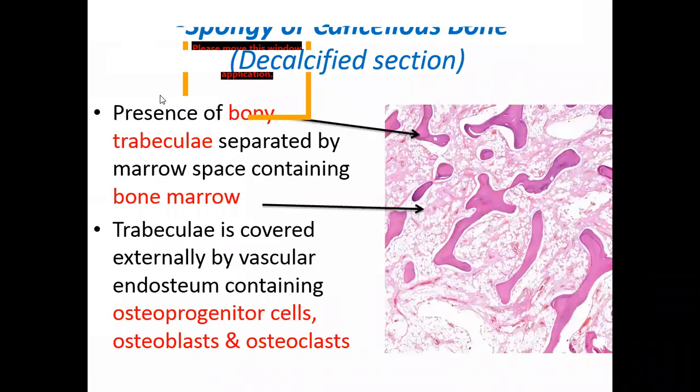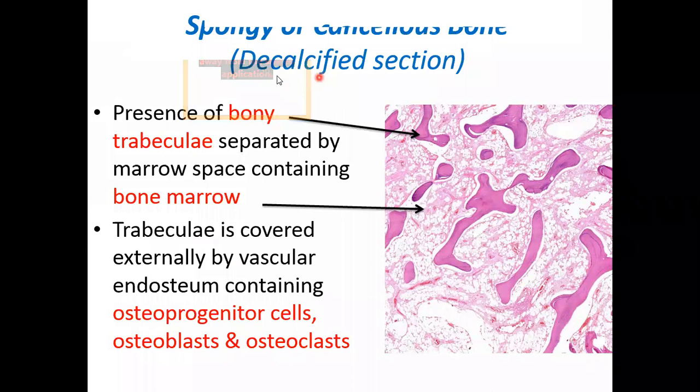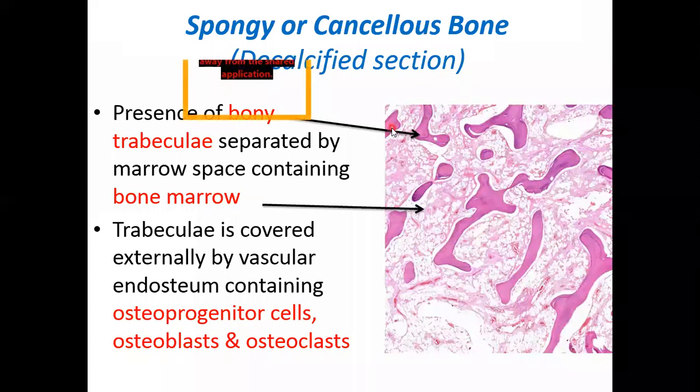Now, we finished with compact bone, so now we come to spongy bone. Also I have mentioned this word decalcified section. You see the compact bone was in black and white, right? Because it was a calcified section, that's why we are not able to stain it with hematoxylin and eosin.